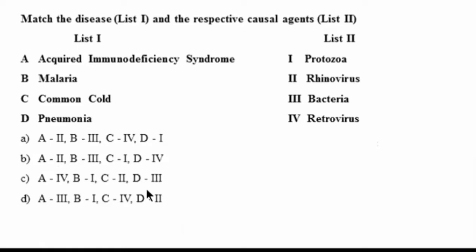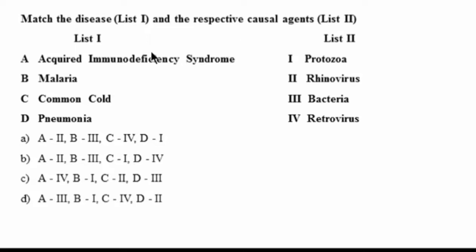Our next question is, match the diseases in list 1 and the respective causal agents in list 2. The retrovirus, known as human immunodeficiency virus, causes acquired immunodeficiency syndrome or AIDS. Malaria is caused by protozoa of the genus Plasmodium. Although many viruses can cause the common cold, rhinoviruses are the most common cause. And finally, a common cause of bacterial pneumonia is Streptococcus pneumoniae.